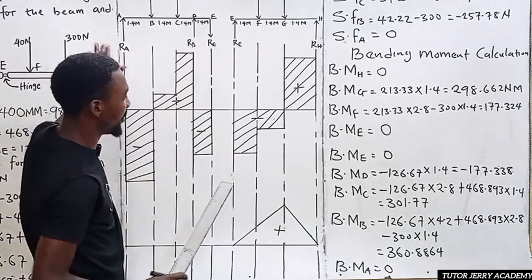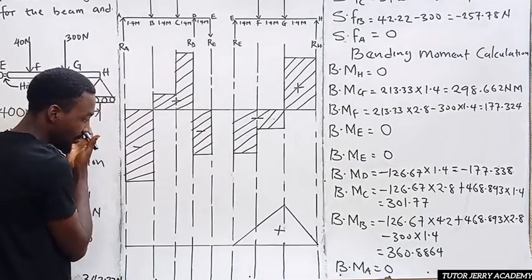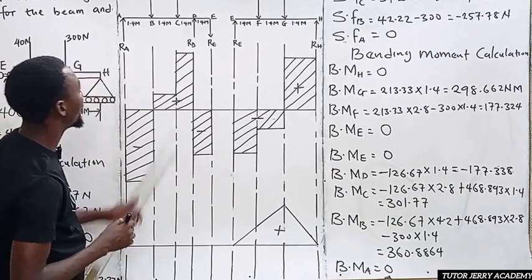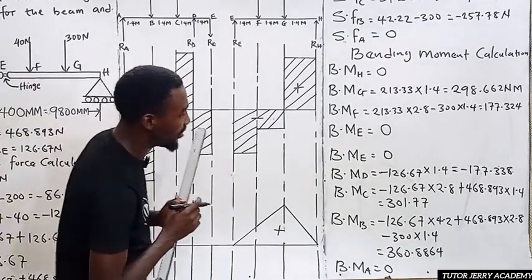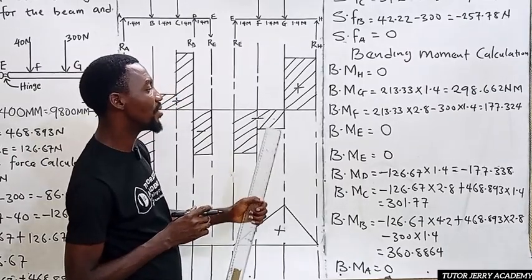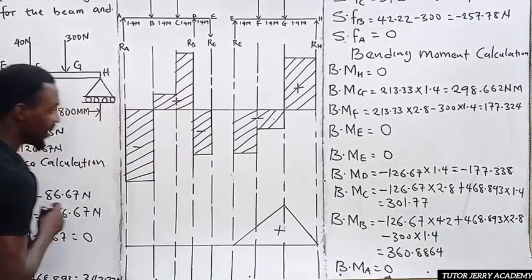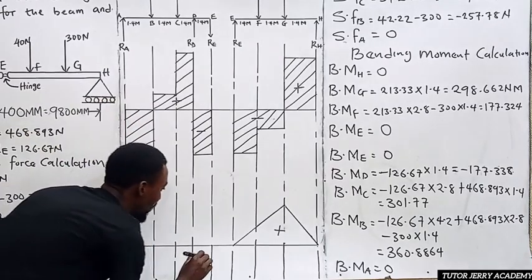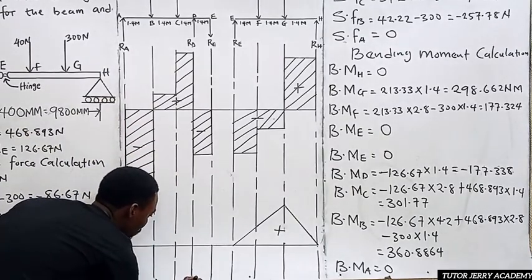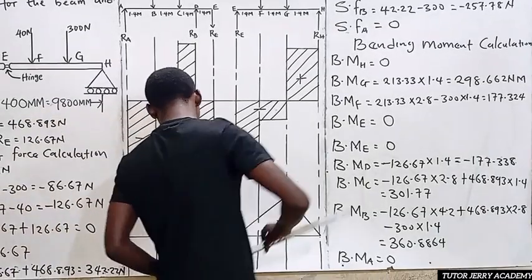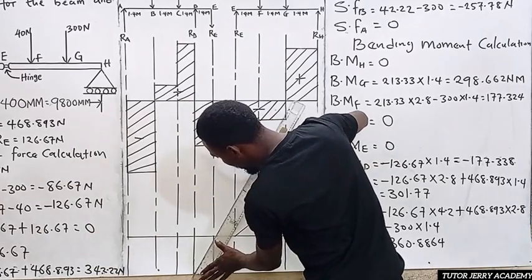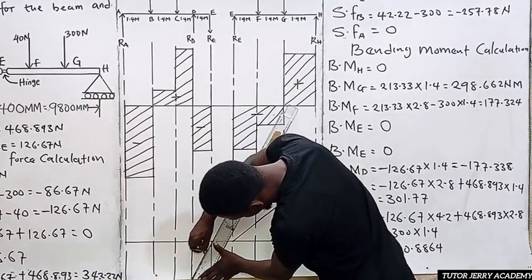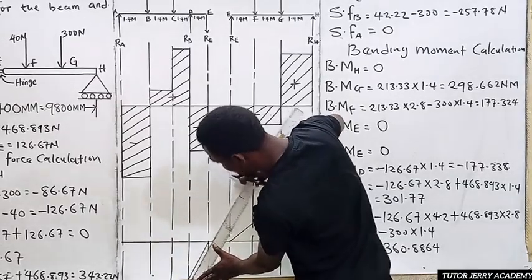Range from what? E to A. So the bending moment at point E is what? 0. So this will be our 0. All right. So now the bending moment at point D. The bending moment at point D is what? Negative 177.38. All right. It is the only negative value that we have there, right? So we can put it at this point down, since it is the only negative value. So we are going to use an inclined line to join these 2 points together now. All right. So that's it.